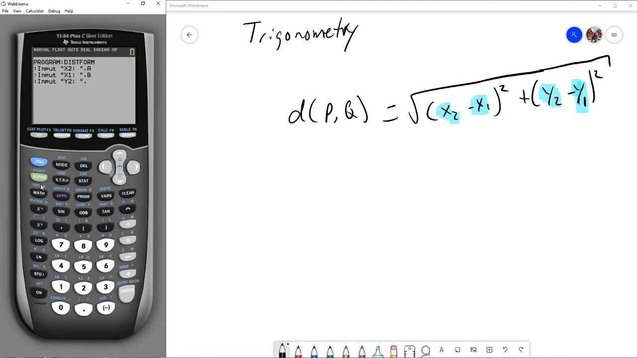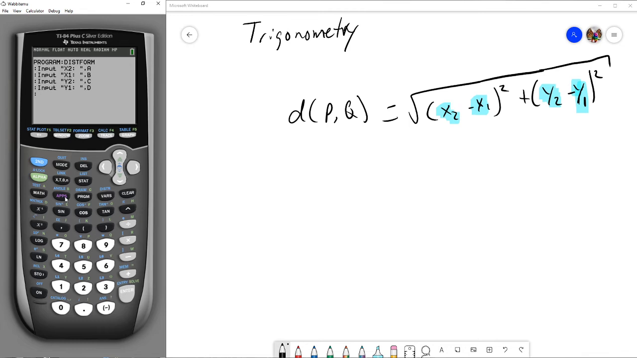Alright, and I'm just going to put this one in C, and we need to do this one more time to get y1. So here is, so now we got A, B, C, and D. Alright, so now we need to calculate our distance.